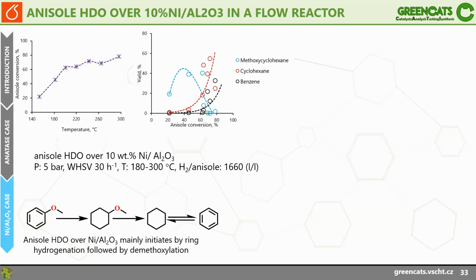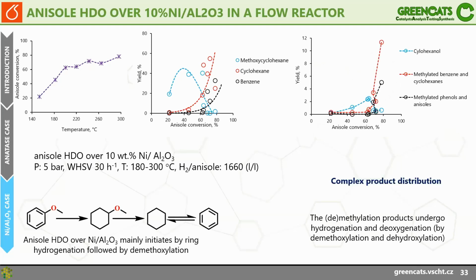So this is basically then suggested down here in this scheme. And we also then see the formation of these other products, the methylated benzenes and cyclohexanes, because we are able to saturate the aromatic ring. And then, of course, the distribution is highly dependent on the balance between the activity of the nickel sites and of the alumina support alone.